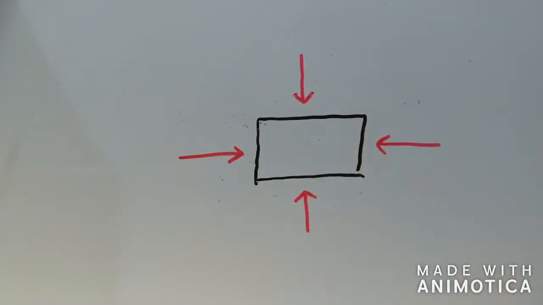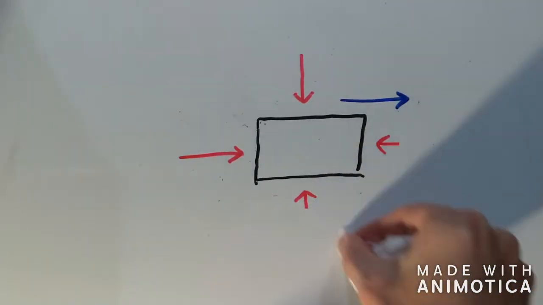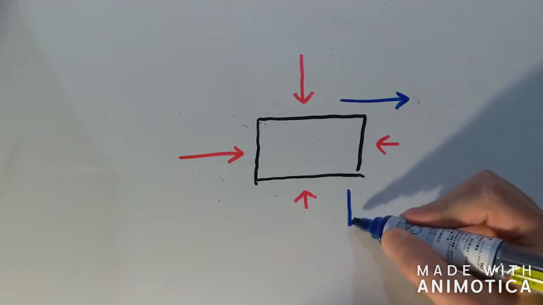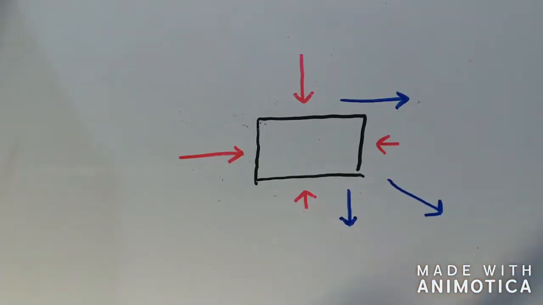Here we see four forces pushing in opposite directions. If one of the forces is reduced, then motion will begin in the direction of the unbalanced force. Here we have unbalanced forces in two directions, so our object will move off to an angle.